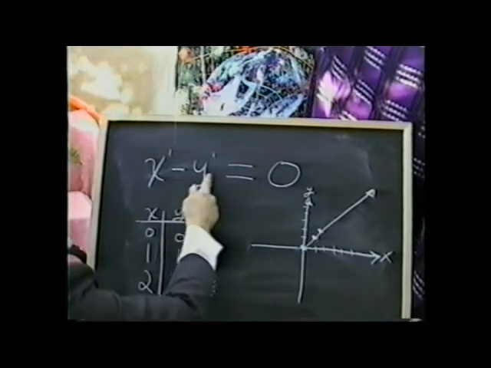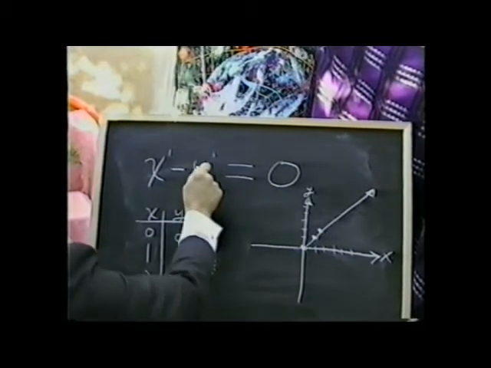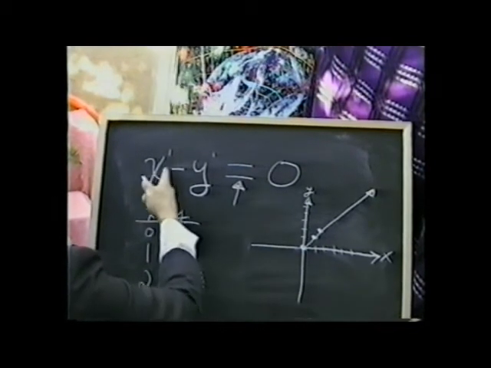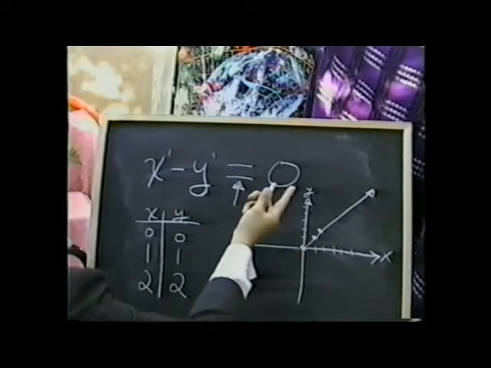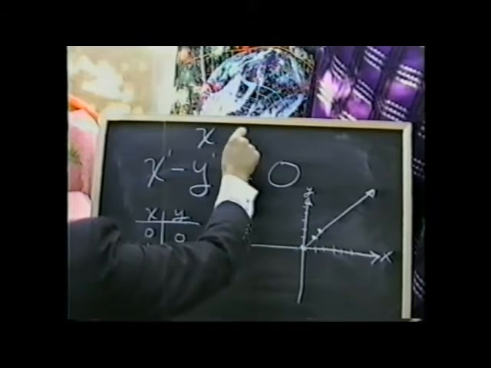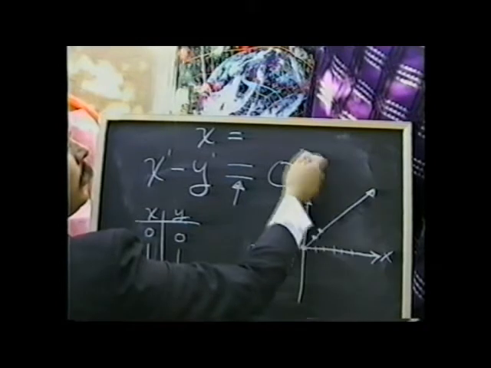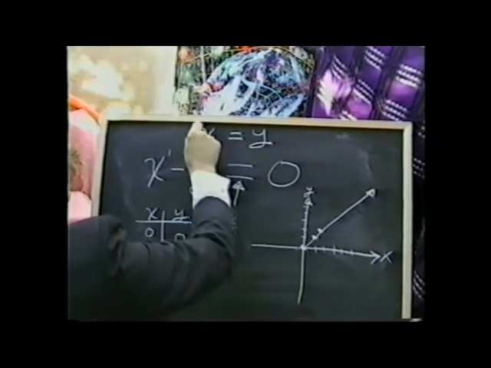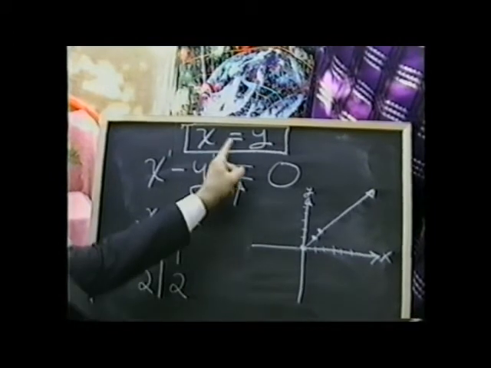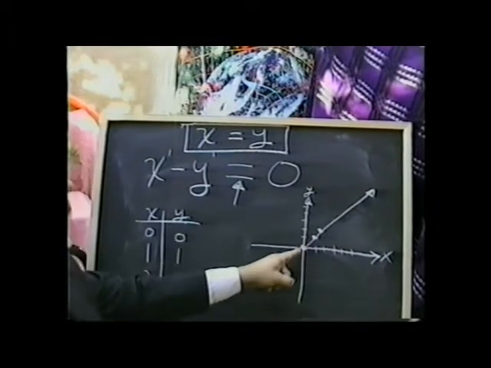This is a very popular equation because we can rewrite this. Instead of x minus y equals 0, if we added a y to both sides of this equation, we would get x minus y plus y is 0. So this would be x equals 0 plus y, which is simply y. This equation should be committed to memory. X equals y is a straight line.